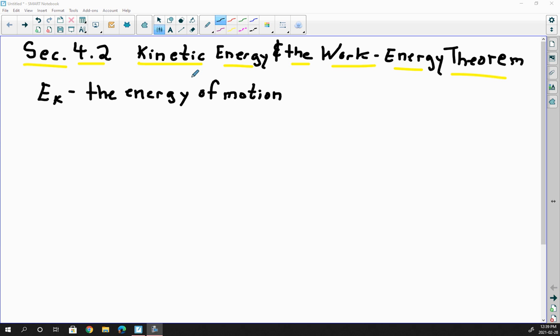Okay, kids, so we're back here, section 4.2, a little bit of review, a little bit of something new. Kinetic energy, studied that in grade 11. There's a symbol, EK, energy of motion. If an object has motion, it has an energy associated with that motion called kinetic energy. Then a little something new, the work energy theorem, which is very closely associated with this.